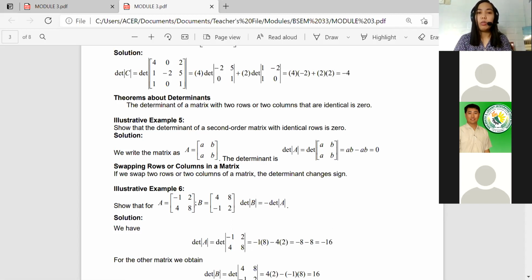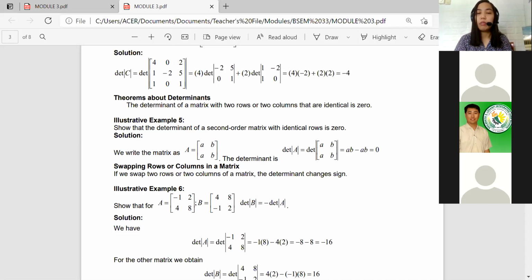So, how are we going to show that matrix A and B, okay, this will satisfy their theorem? Of course, you need to get the determinant of A and the determinant of B and see if this is true. Okay, you use this theorem. When we get the determinant of A, negative 1 multiplied by 8, that's negative 8, minus 4 times 2, it's 8. So negative 8 minus 8, that's negative 16. Next, let's find the determinant of B. 4 times 2, it's 8.